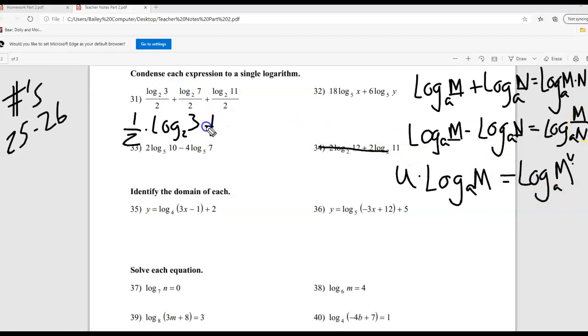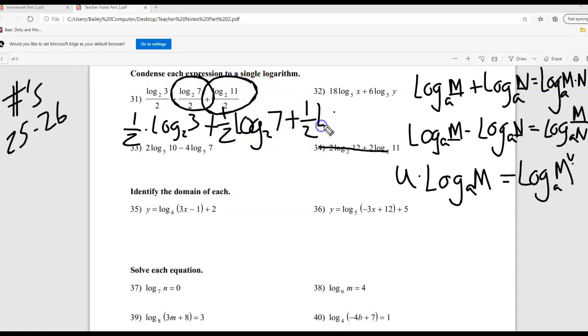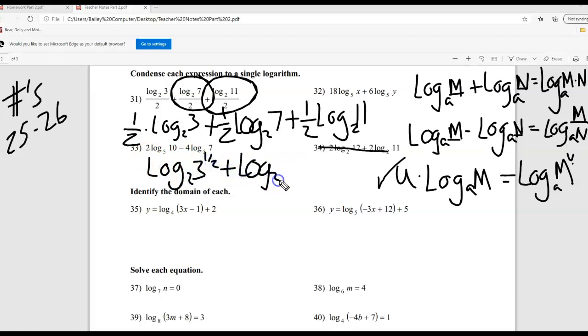So it's going to be plus, and I'm going to do the same thing with this log. I'm going to write it as a half times log base 2 of 7, then plus another one. And now that I've rewritten those like that, I'm going to apply rule 3, which is where the thing that's in the front, the multiplier, goes to the top as an exponent on the argument. So it's going to be log base 2 of 3 to the half power plus log base 2 of 7 to the half power plus log base 2 of 11 to the half.